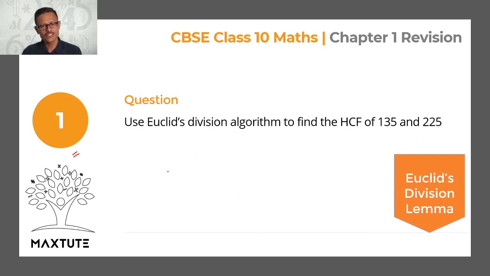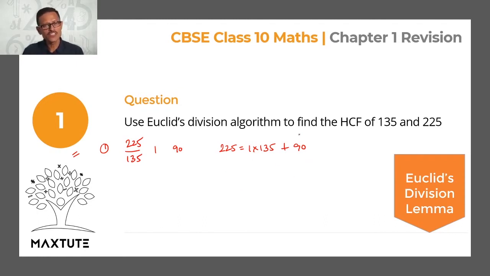We'll go about it stepwise. What we're going to do is take this larger number 225, that's step number 1, divided by 135. 135 goes once in 225, so the quotient is 1. There is going to be a remainder, and the remainder in this case is equal to 90. So step 1, we're going to write 225 is equal to 1 times 135 plus 90. So this resembles the division algorithm of Euclid: a is equal to b times q plus r.